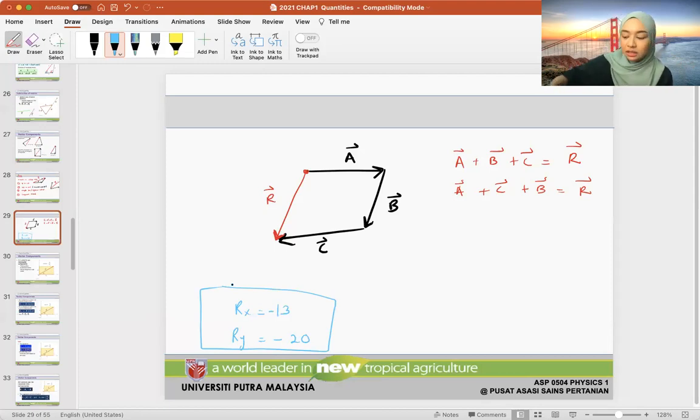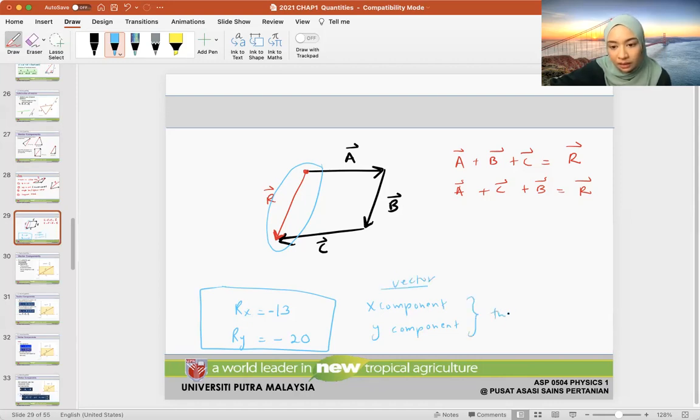Actually there is a method, called the component method, whereby I can take a vector, the resultant vector, or any vector for that matter, and know what its x and y components are, provided that I know the angle theta with respect to the x-axis.